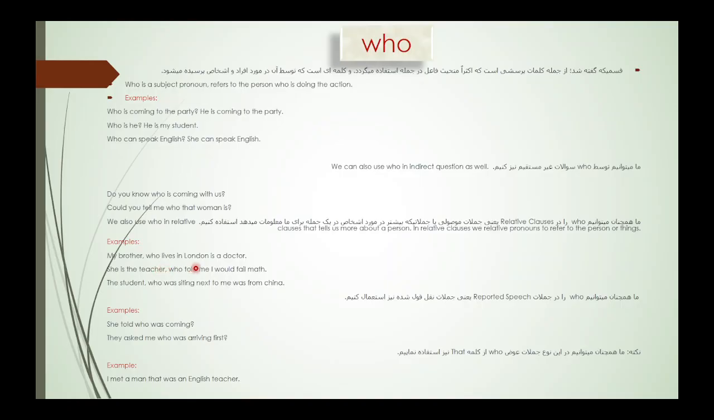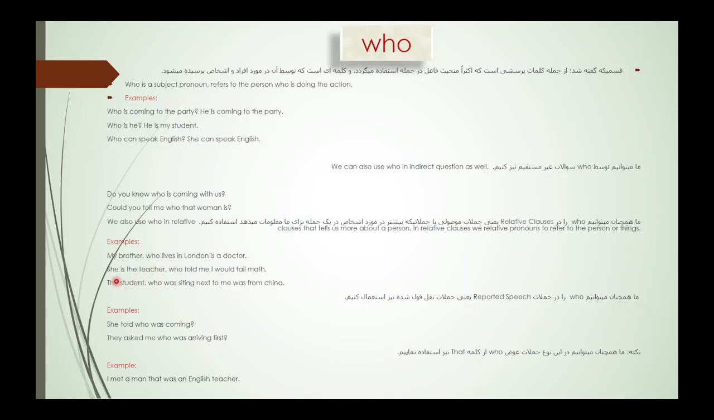My brother who lives in London is a doctor. See, this one, the who, provides more information about a person that we have previously mentioned in the sentence. See, my brother, this noun: my brother who lives in London is a doctor. My brother is a doctor. This is extra information provided by who in this sentence. This is how we can say that who is used in relative clauses as well.